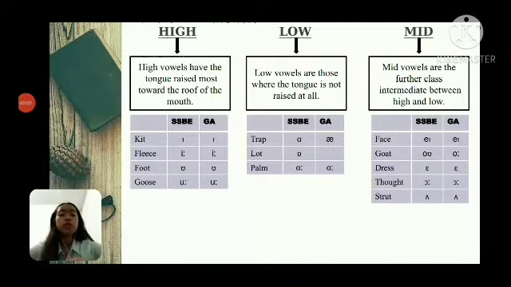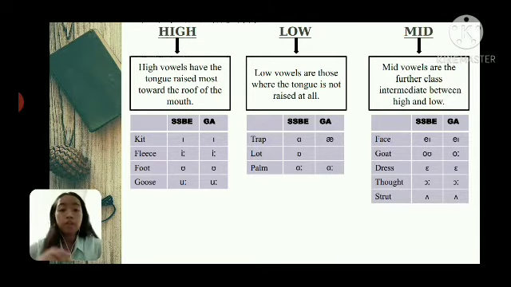I'll continue to the high and low dimension. The first one, the high vowels. High vowels have the tongue raised most toward the roof of the mouth. If the raising is significantly greater, then friction would be produced, making a fricative consonant, not a vowel.